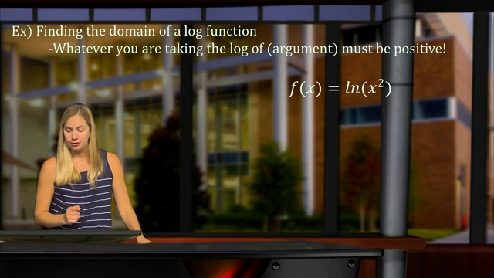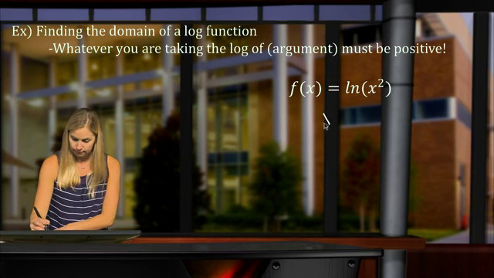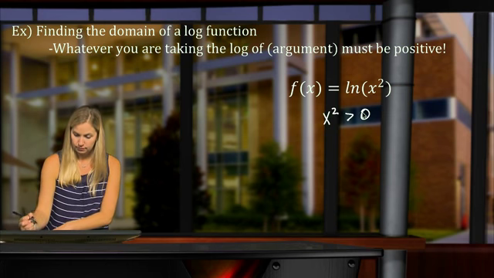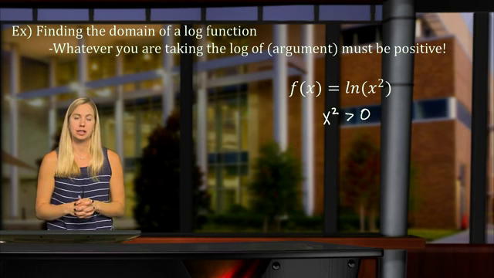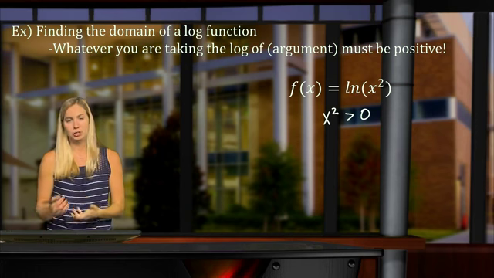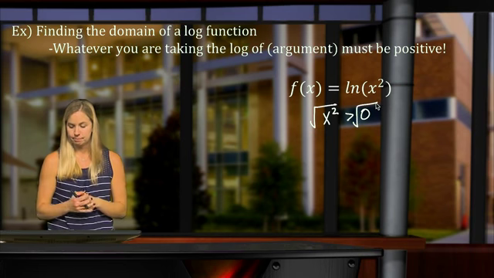Find the domain of f of x equals natural log of x squared. The argument must be positive, so x squared must be greater than 0. When we try to solve for x, we take the square root of both sides.